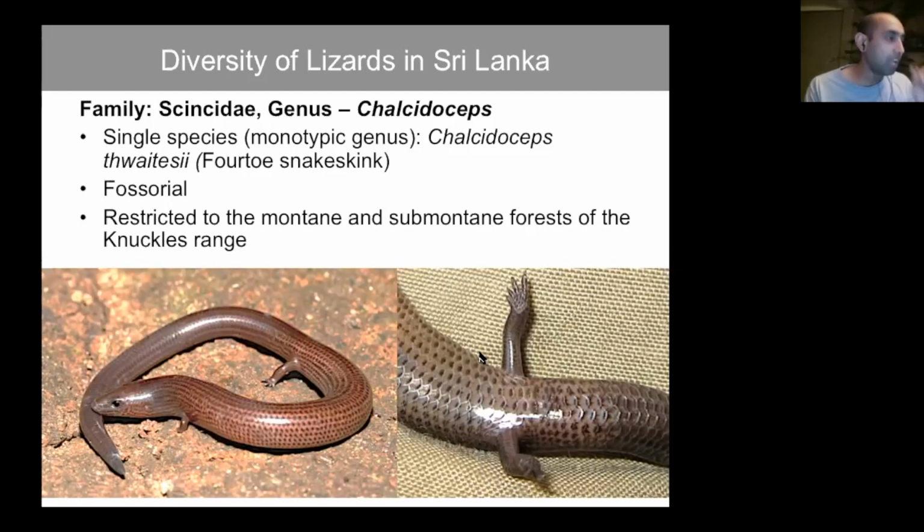One of the most important facts about these skinks is that they are found only in the forests of the Knuckles mountain range. They are usually seen above 600 meters in elevation, in all types of forests in the Knuckles range, except at the highest elevations. These are fossorial lizards, so you usually see them under boulders and among leaf litter, usually under soil.